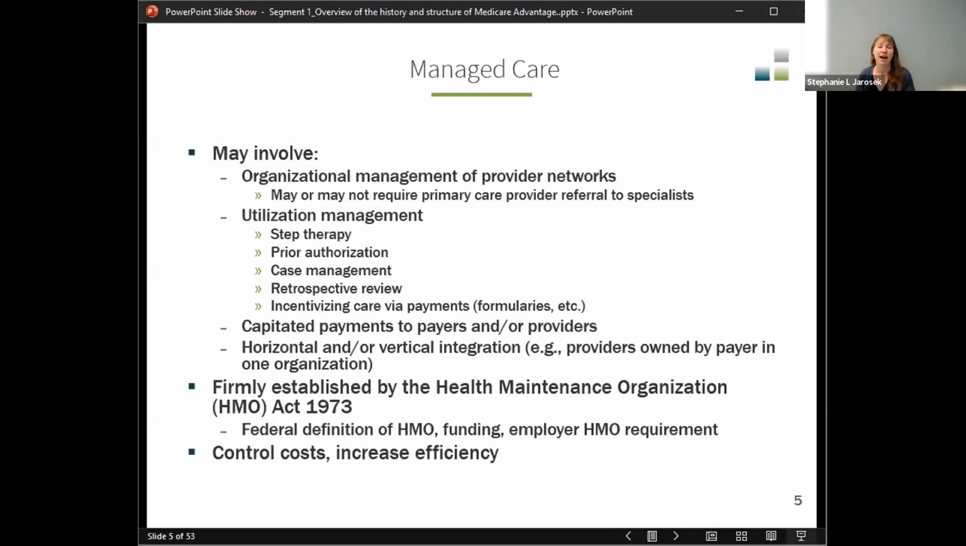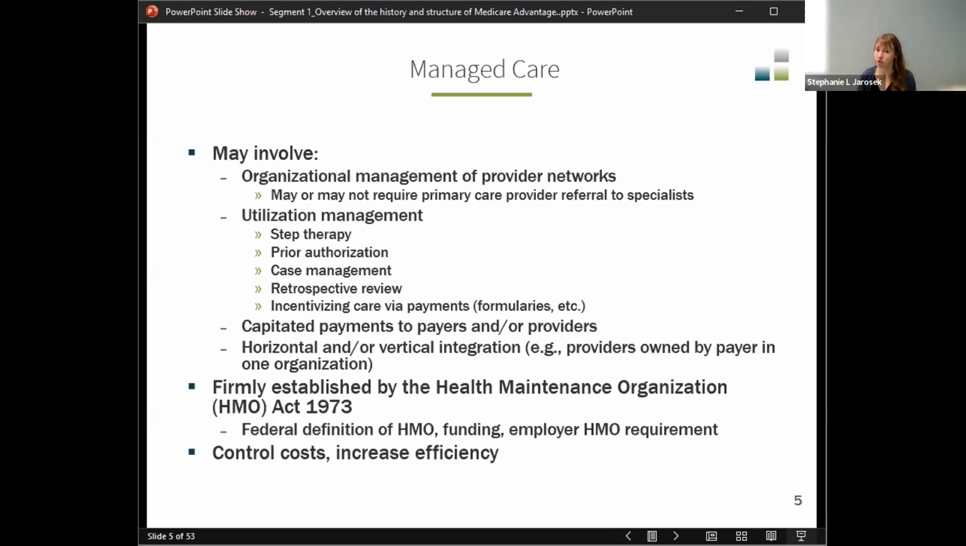need the service. When someone is starting to receive services, they may hook them up with case management in order to get them the services that they need in the way that seems most efficient. There is also retrospective review. So after someone has used a service, the managed care organization will be looking back and trying to decide, was that appropriate? And then there's also incentivizing care via payments.